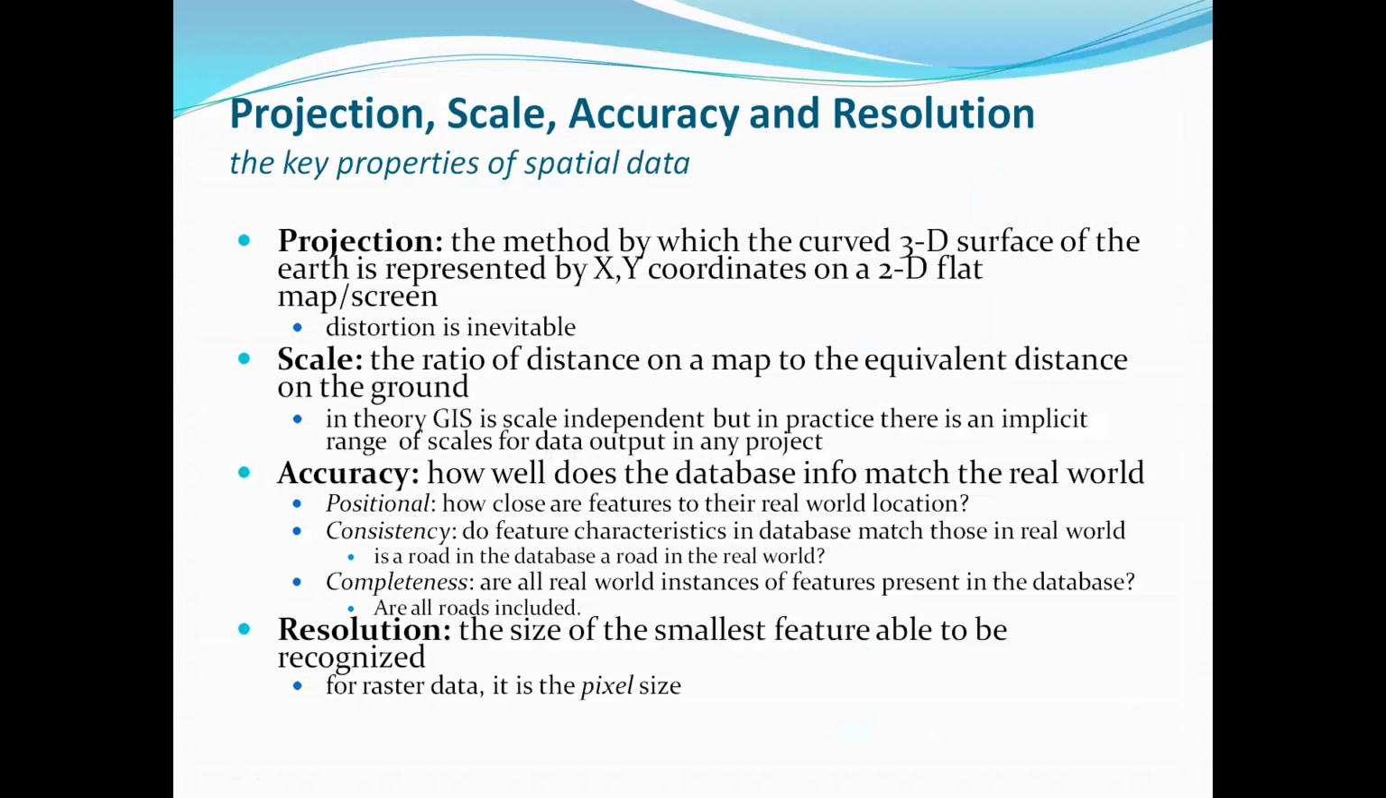Projection, scale, accuracy, and resolution. What can projection do? Projection is a method which represents the 3D surface of our Earth by X and Y coordinates. Scale is the ratio of distance on the map to the equivalent distance on the ground. And accuracy: definitely, we have to know what kind of data we find, how accurate it is on the Earth, how well the database info matches the real world. And resolution is the size of the smallest features able to be recognized.